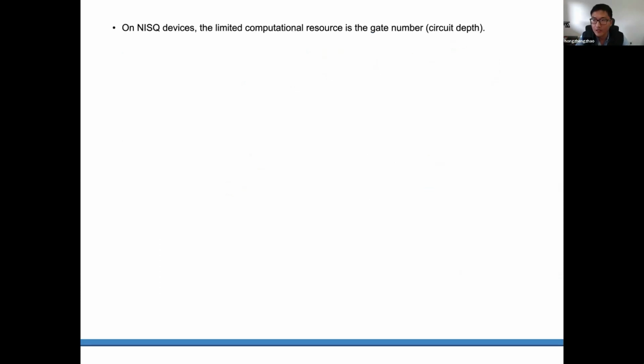But now, if you think about the current NISQ or quantum computers with extra noises, the limited computational resource is not really the computational time, but actually the gate number that you will use in order to implement your target simulation. Or equivalently, you can say the limitation is the circuit depth.